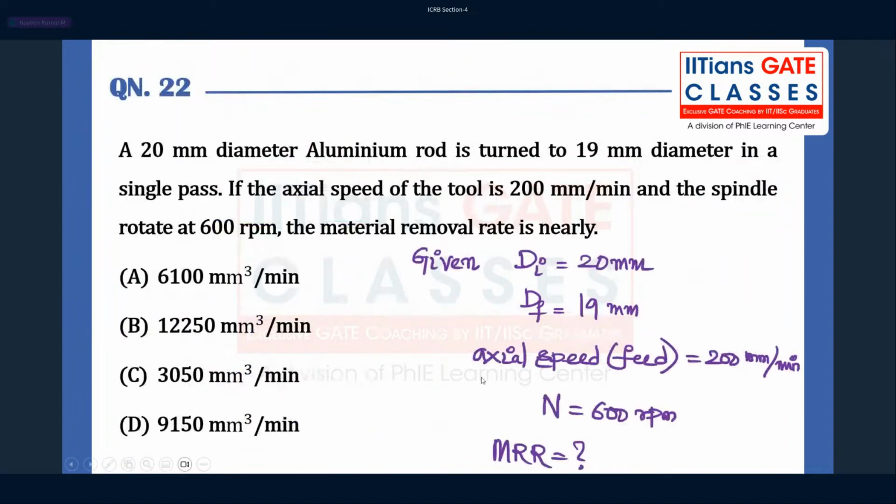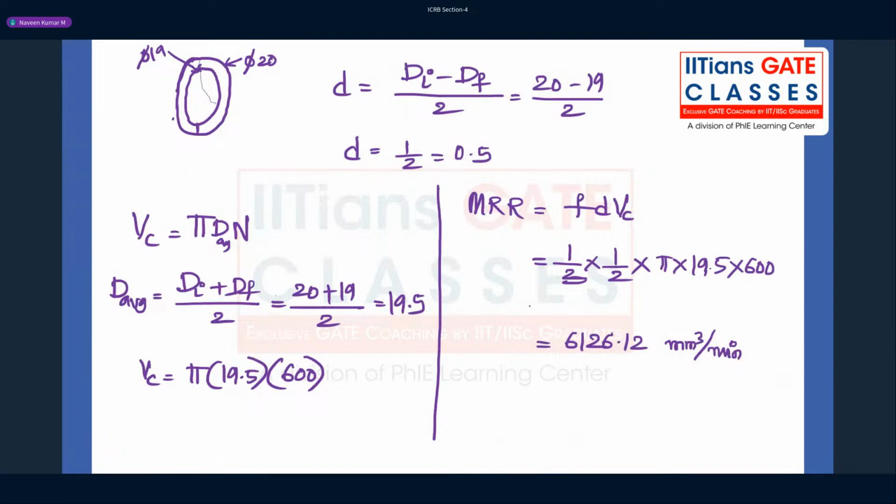Okay, so it is nearly equal to this A. So no need to calculate the complete exact value. Once you calculate the 6, that is enough. So nearly 6100 mm³ per minute. This is the answer.